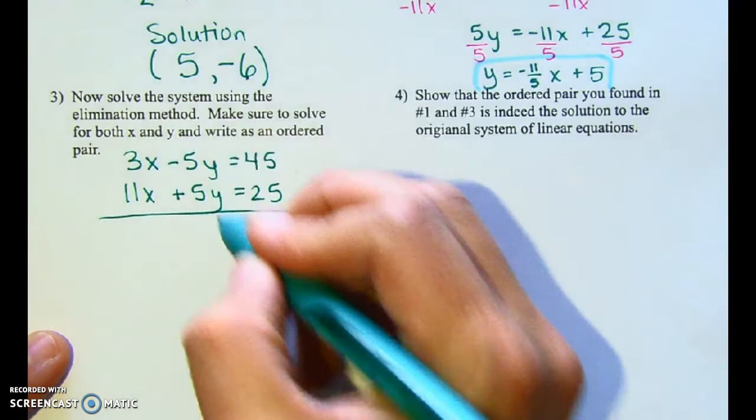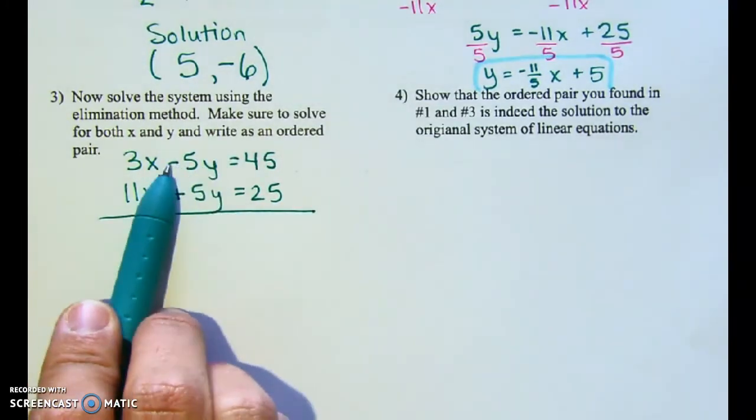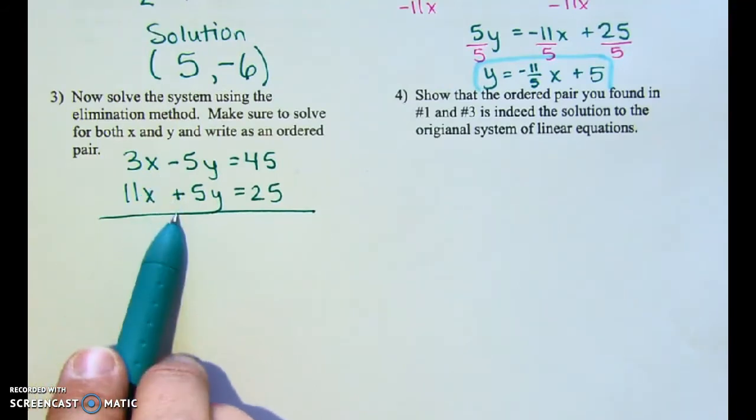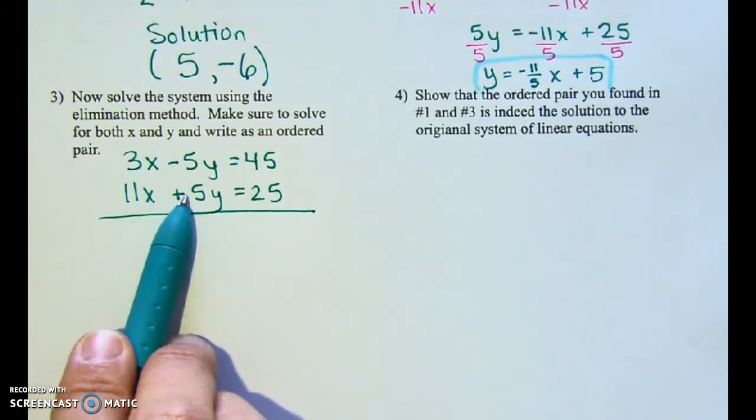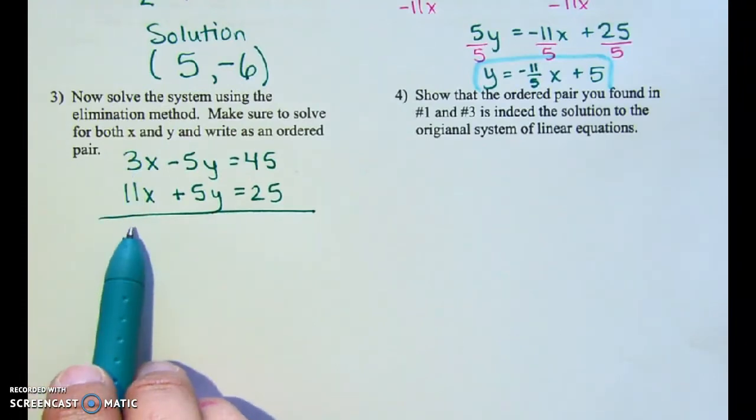Don't the y's eliminate right now because we have opposites? Ooh, see how I'm using my word? Not my word, but just the math word of the whole universe. -5 and +5 are opposites, so they add to 0. So we're just going to add down. We don't have to multiply by anything.